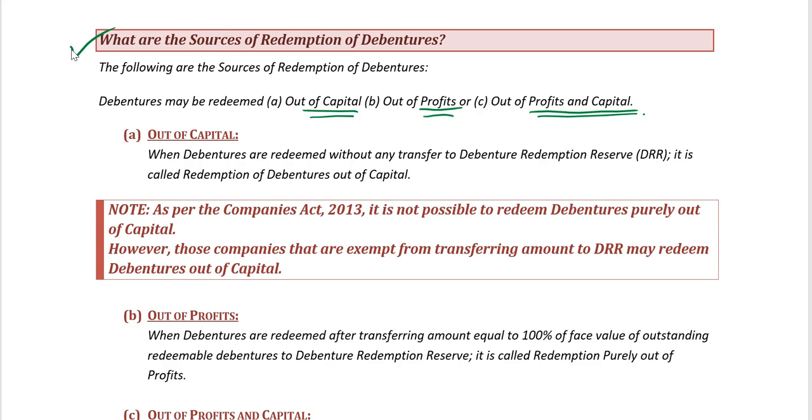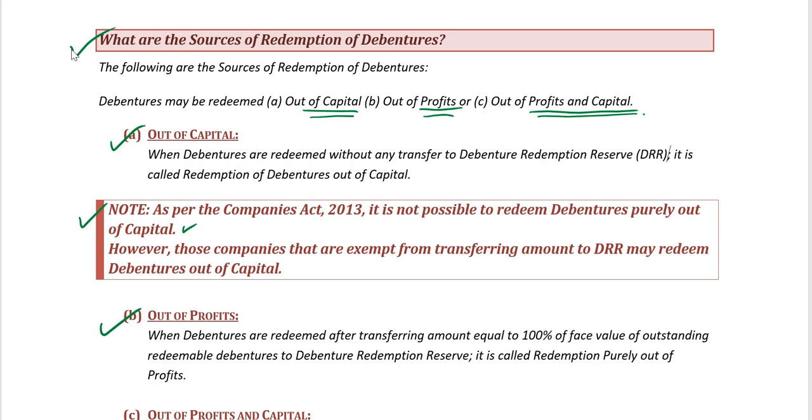What is the meaning of debenture redemption out of capital? When debentures are redeemed without any transfer to debenture redemption reserve, then it is called redemption out of capital. Which means in this case there is no transfer of any amount to debenture redemption reserve. Please note, as per the Companies Act 2013, it is not possible to redeem debentures purely out of capital. However, those companies that are exempt from transferring amount to DRR may redeem debentures out of capital. The list of the exempted companies we will be discussing in a little while.